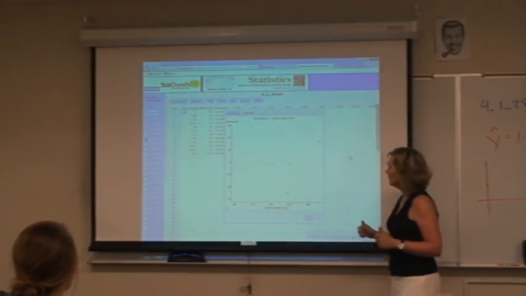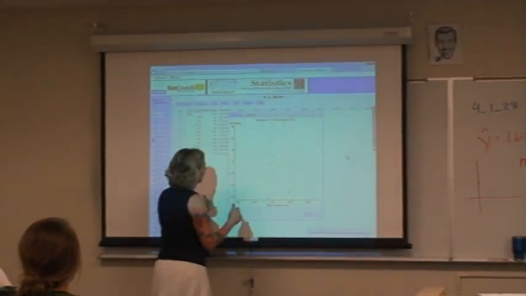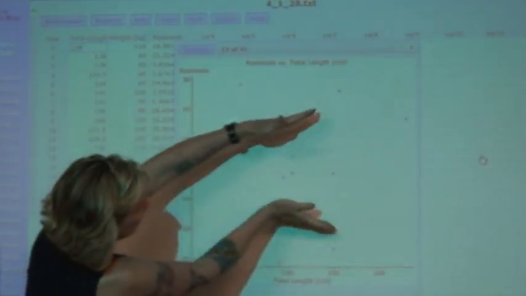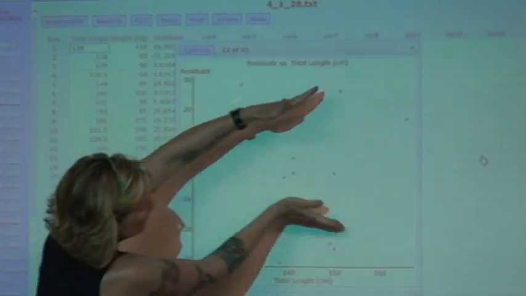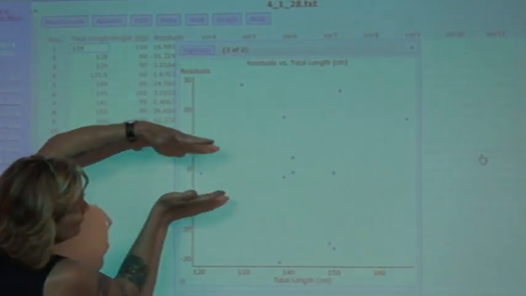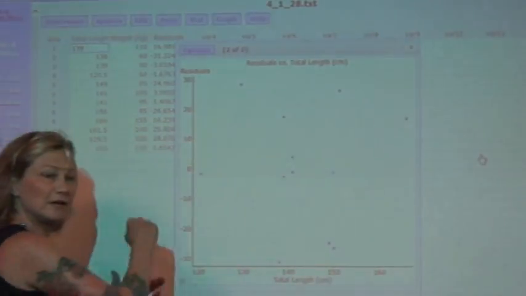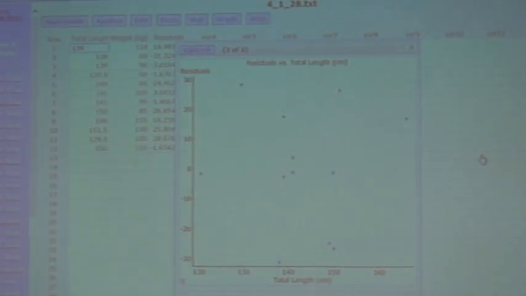Perfect. A lot of times residuals will have a shape where they start out narrow and then funnel out, or they'll have a U shape or something like that. You don't want any shape, any discernible shape whatsoever. Okay.